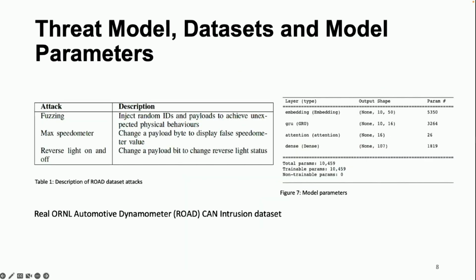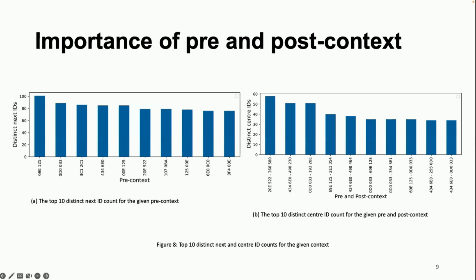When it comes to the CAN dataset, we use the ROAD dataset, which is considered the most realistic attack dataset in the literature. This dataset includes different injection attacks and more sophisticated masquerade attack versions as well. In terms of the model architecture, our shallow model includes 10,459 trainable parameters, and we only retrain 1,819 parameters, which is the classification layer.